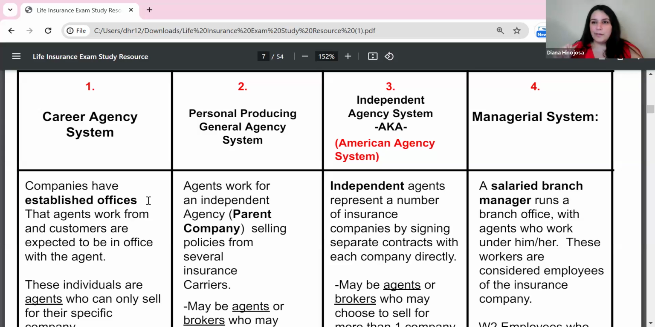Companies expect you to be in the office, to have a set schedule. You're going to work from 8 to 5 p.m. You're going to be there. Your customers are going to come to you. You do not travel to your customers.